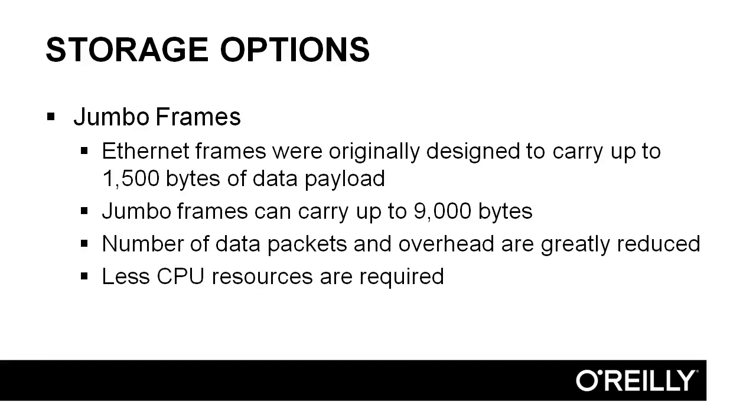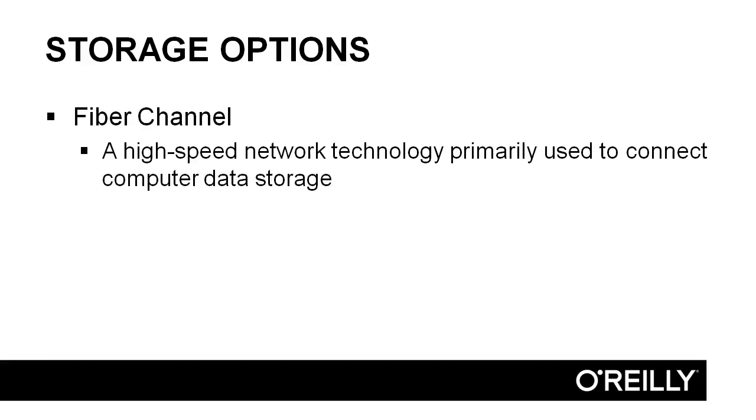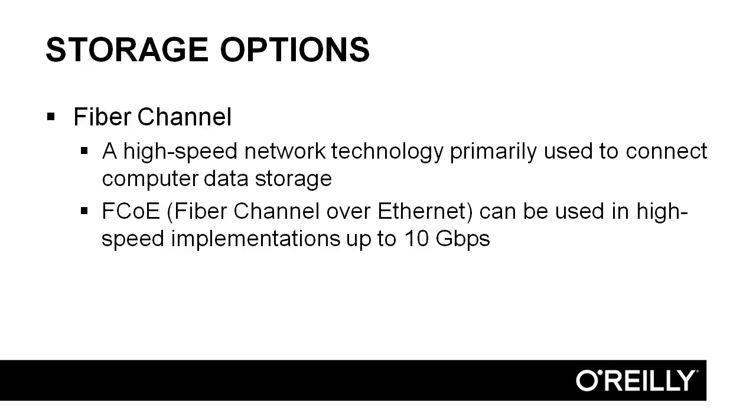Fiber channel, this is a high-speed network technology that's primarily used to connect computer data storage. FCoE, or fiber channel over Ethernet, extends it out to TCP/IP environments, and you can use this to create high-speed implementations up to 10 gigabits per second. Now that's quick. We are taking advantage of fiber optic networks here.